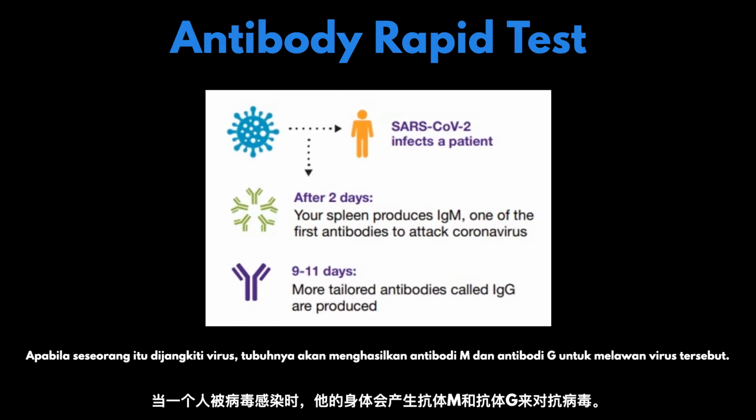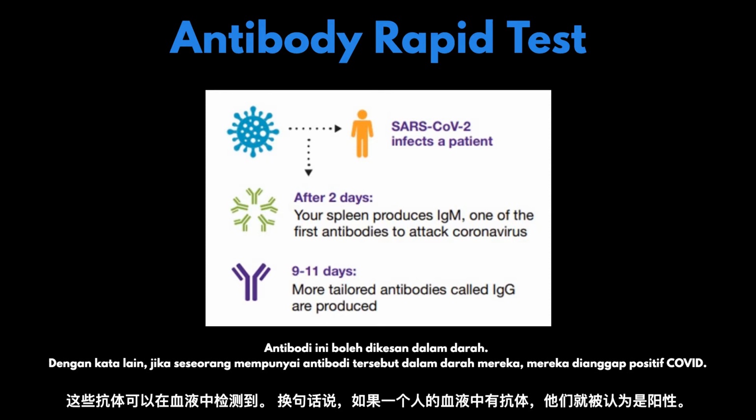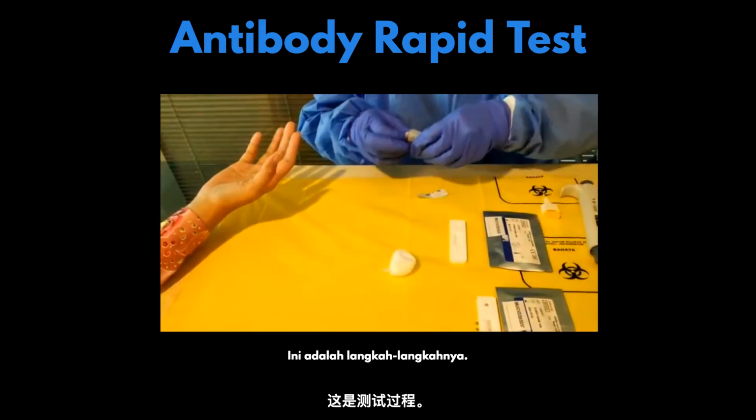When a person is infected by the virus, his body will produce antibody M and antibody G to fight the virus. These antibodies can be detected in the blood. In other words, if a person has the antibodies in their blood, they are considered COVID positive. This is the procedure.